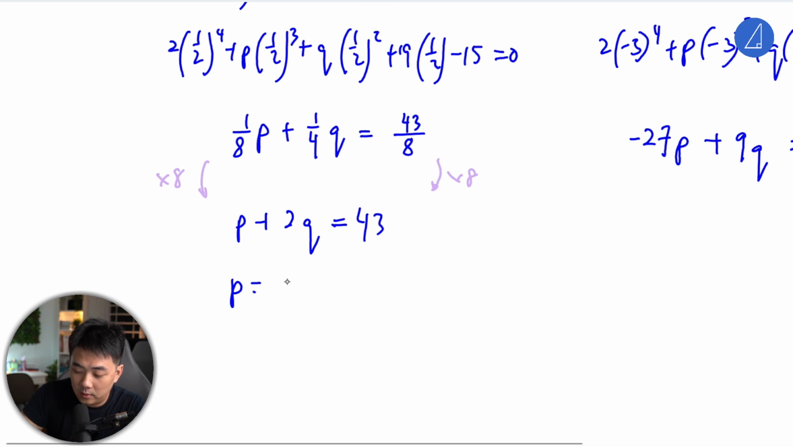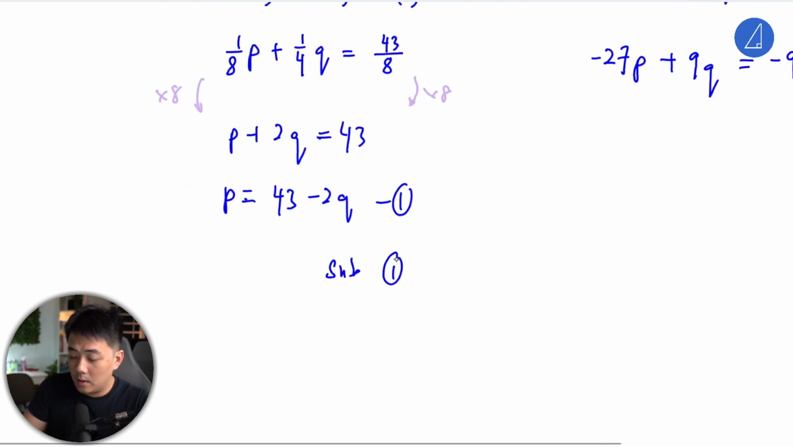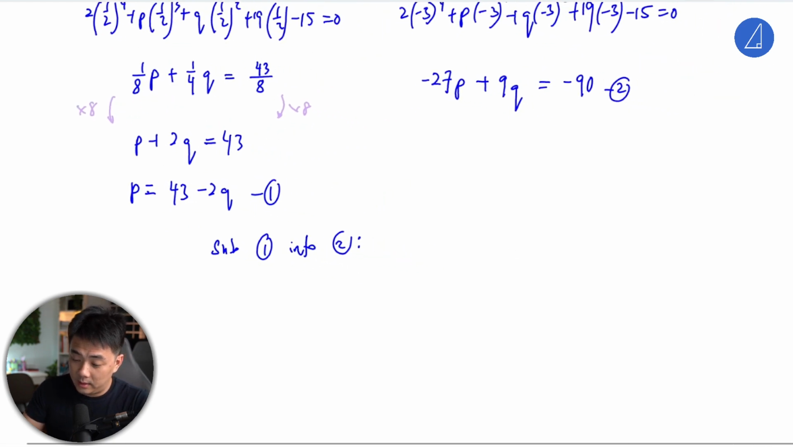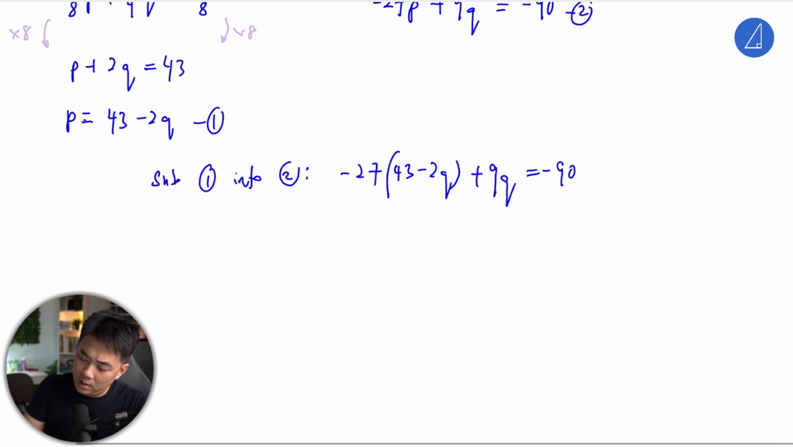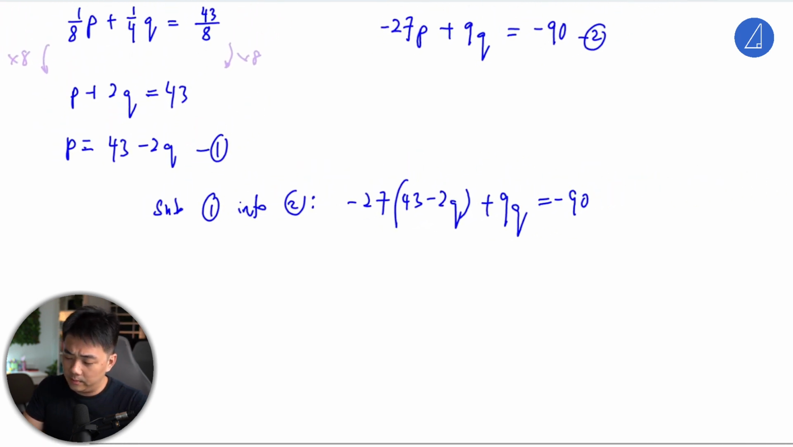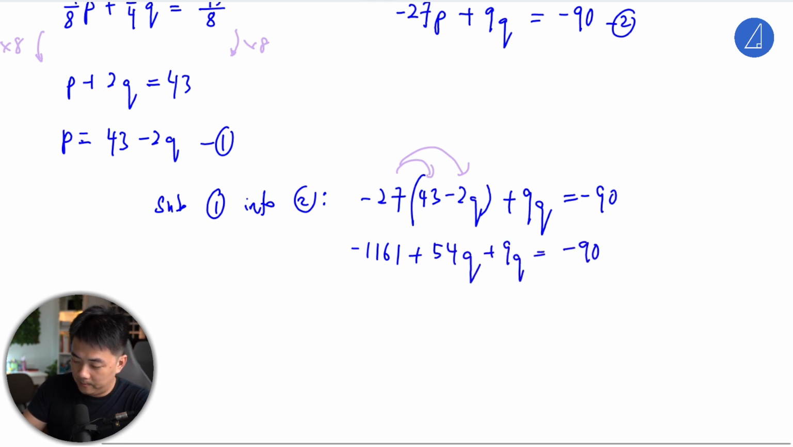Then let's just solve this simultaneous equation. This is 1, this is 2. So substitute 1 into 2. What we'll get is negative 27 times (43 minus 2q) plus 9q equals minus 90. Then we could divide it by 9 if we want to, but it's okay. I'm just going to distribute this in. That will be negative 1161 plus 27 times 2, 54q plus 9q equals minus 90.